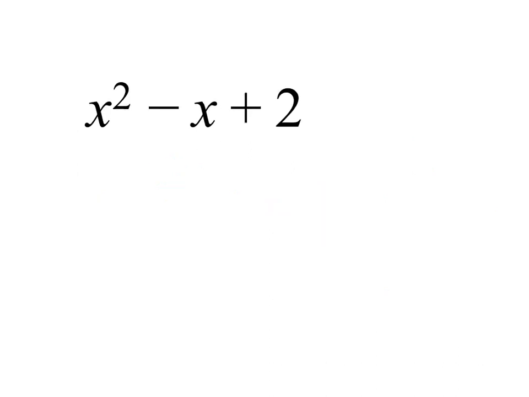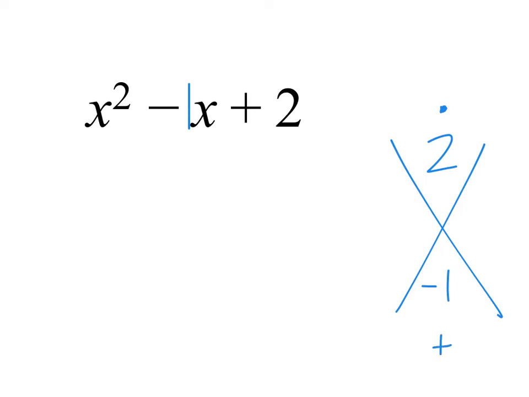Good deal. This one has a 1 in front of it. So we are doing two numbers that multiply to positive 2 and add to negative 1.